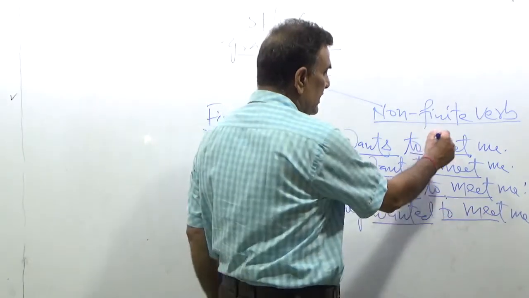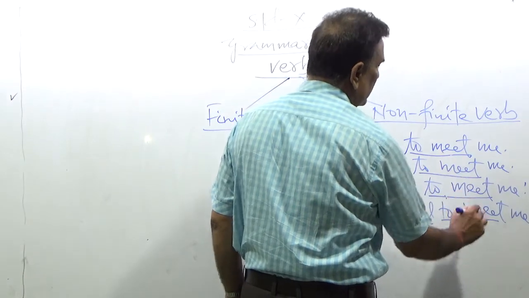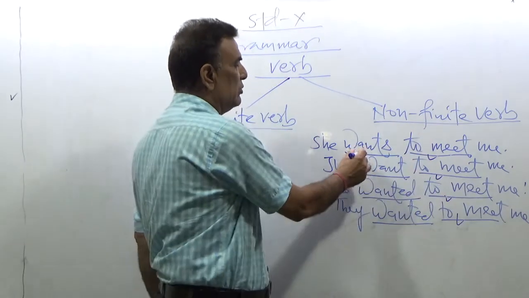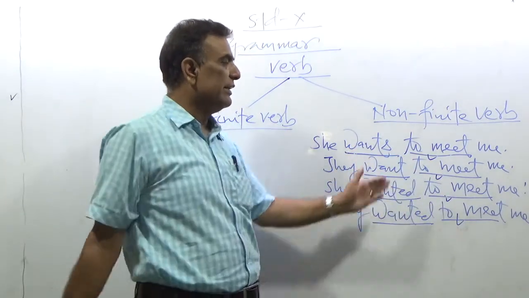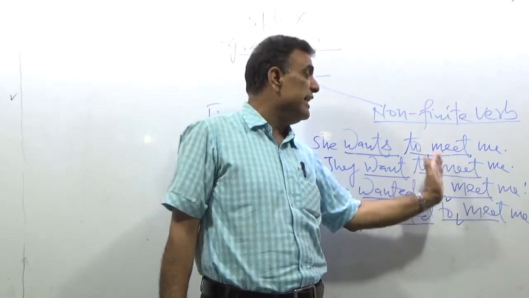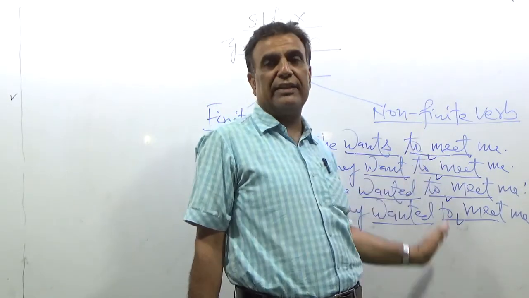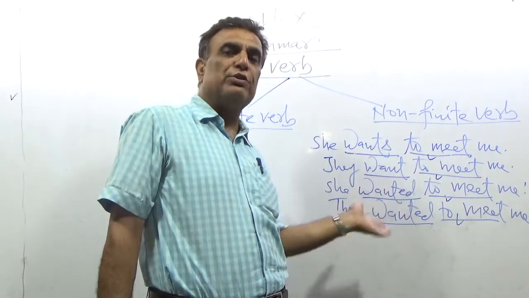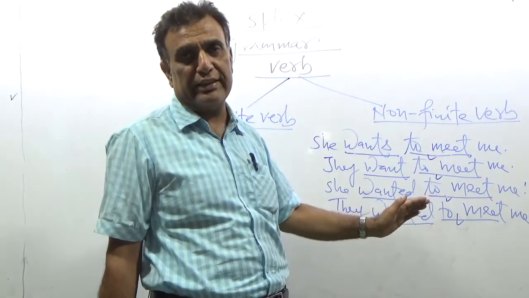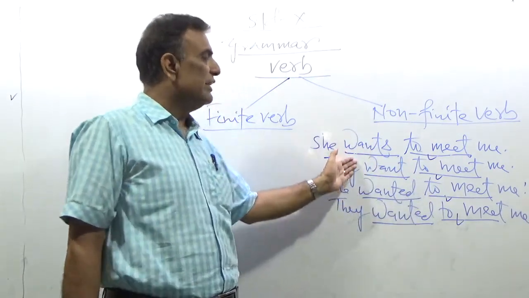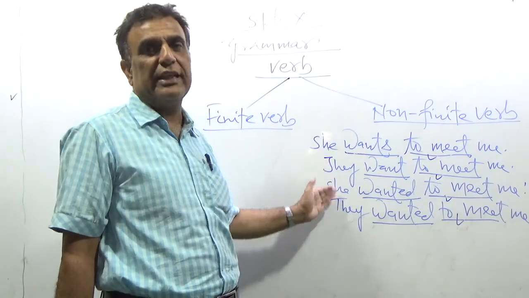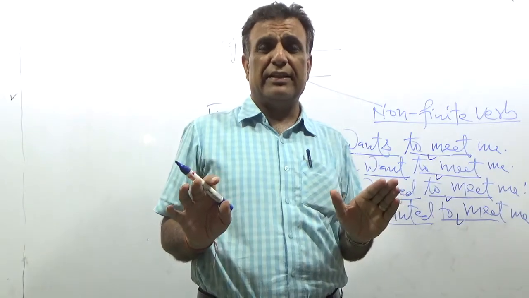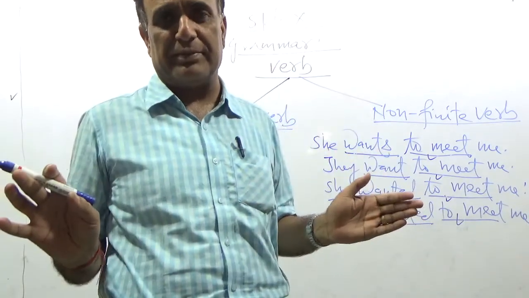In this sentence, to meet means no change at all. Here you see wants, wanted, but here no change. This is the feature of the non-finite verb, that it does not change according to the subject or according to the tense, whereas the finite verb changes according to the subject and according to the tense. This is the basic concept about the non-finite verb.